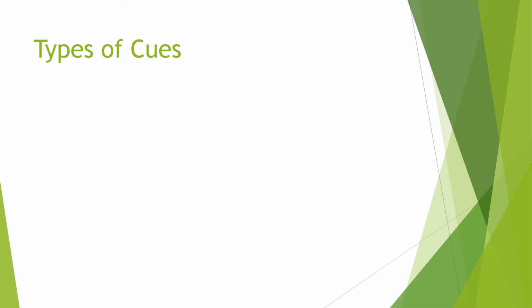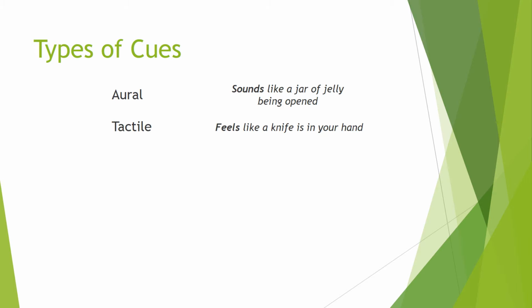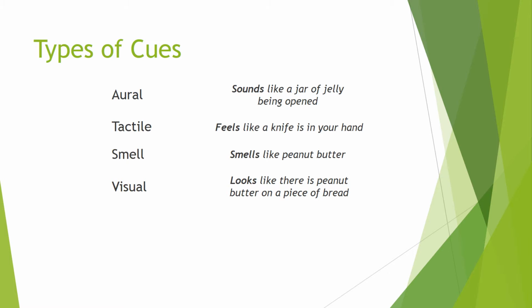There are 5 different types of cues, and they match up with our 5 senses. An aural cue is a sound cue. The learner knows that they have the jar of jelly open when they hear the pop of the lid coming off. A tactile cue is a cue from touch. The learner knows they are on the right track when they can feel the knife in their hand. A smell cue could be the smell of the peanut butter to let the learner know they have opened the jar of peanut butter. A visual cue could be the appearance of peanut butter on the bread. And a taste cue could be the confirmation that the peanut butter and jelly sandwich tastes like a peanut butter and jelly sandwich.